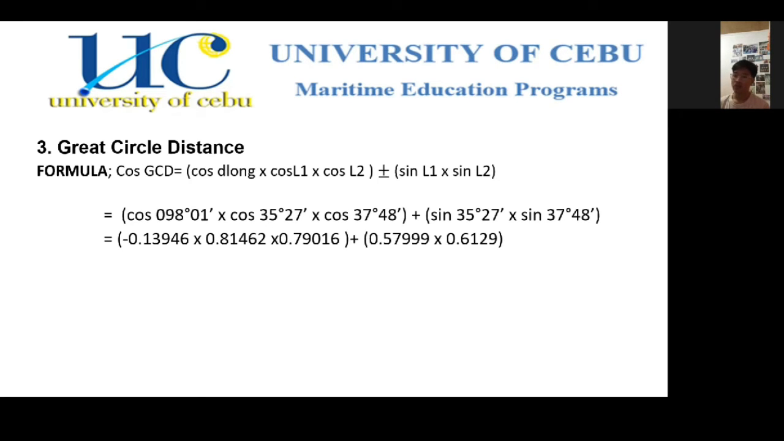So next, we need to multiply this first. So cos D long, cos latitude 1 and cos latitude 2. So after that, we will get this answer from the substitutions.